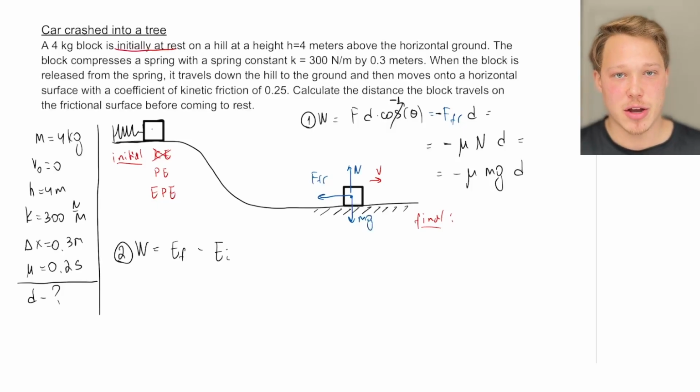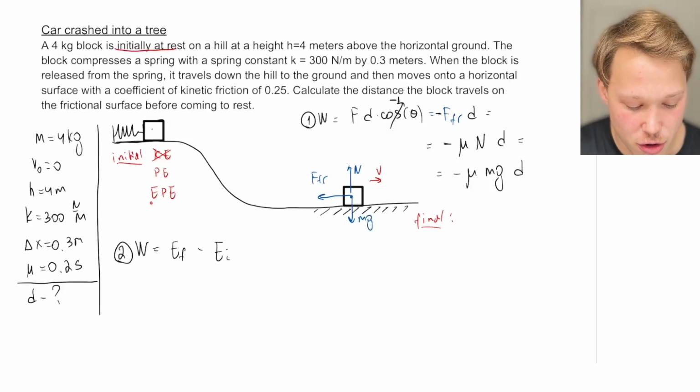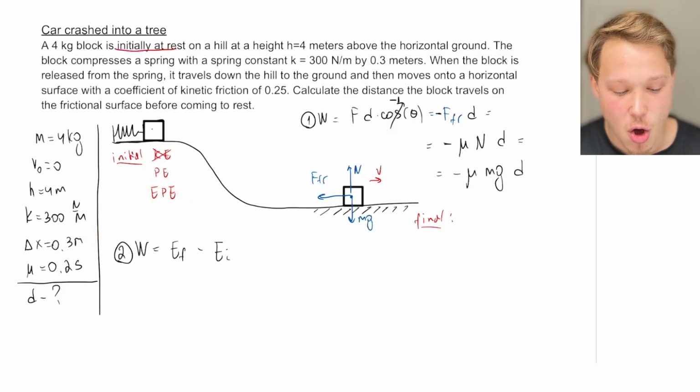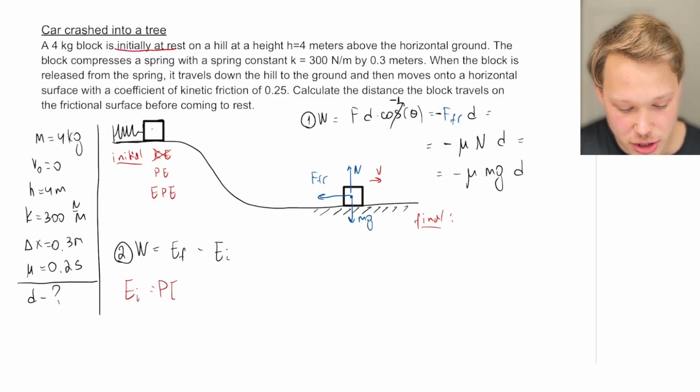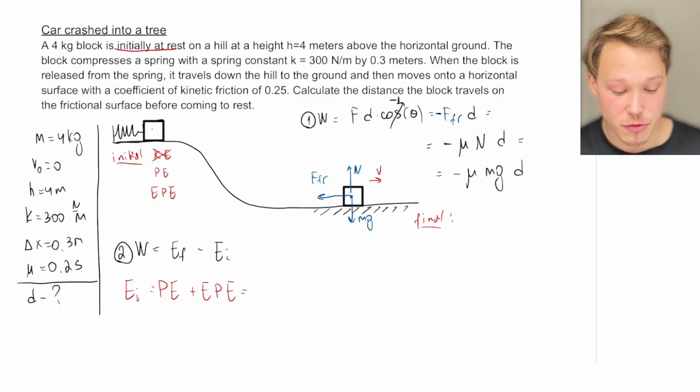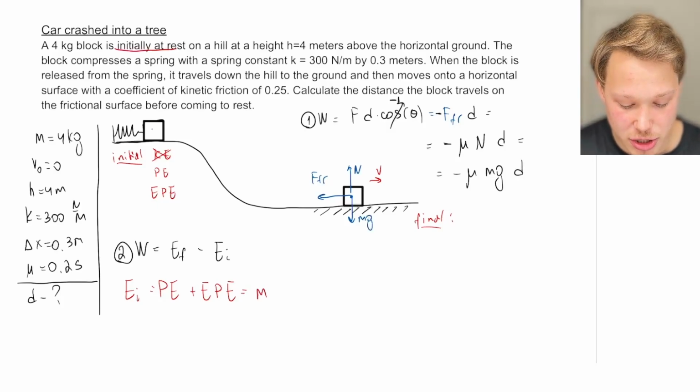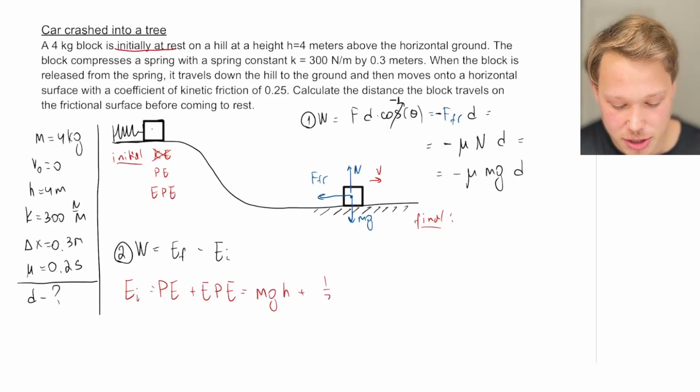Is there a spring that is being compressed? Yes, therefore, right, it's compressed by delta x. So therefore there is elastic potential energy. What about the final moment? So let me write this out. Initial moment, initial energy, right, is equal to potential energy plus elastic potential energy. Let me plug in the formulas of those. So potential energy is mgh and elastic potential energy is 1/2 k delta x squared.